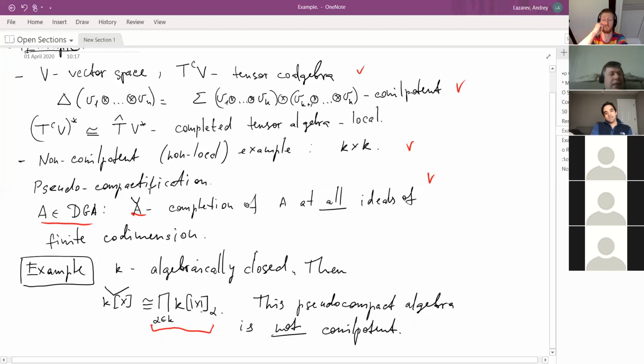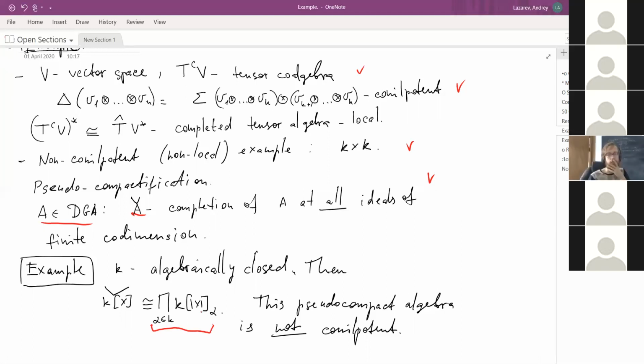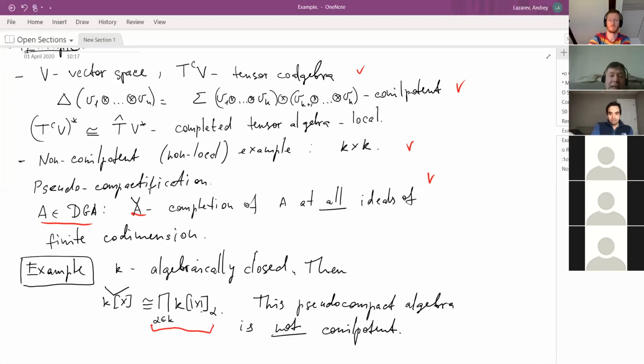So let me just tell you how you can get that. That's actually very easy. You have K[x], and you look at the ideals of finite codimension. Well, K is algebraically closed, so you might as well consider maximal ideals. What are the maximal ideals? Maximal ideals are precisely points of K. If you just complete at 0, the maximal ideal (x), then you get one copy of formal power series in x. But then you complete everywhere else. And this is where you get this enormous product.